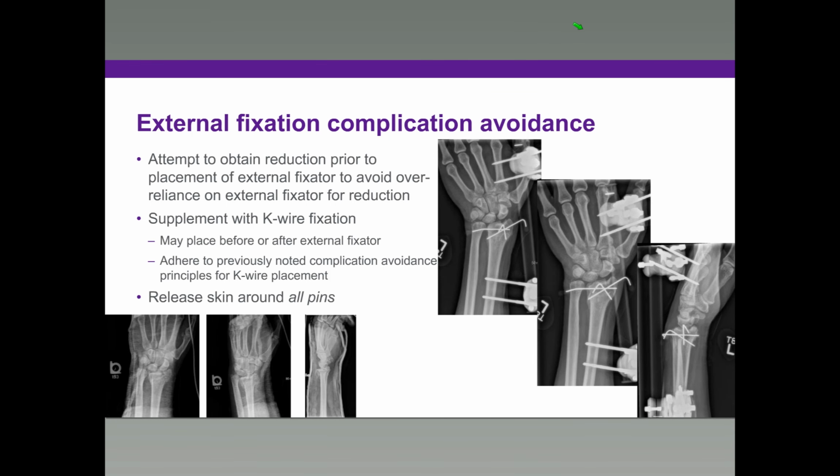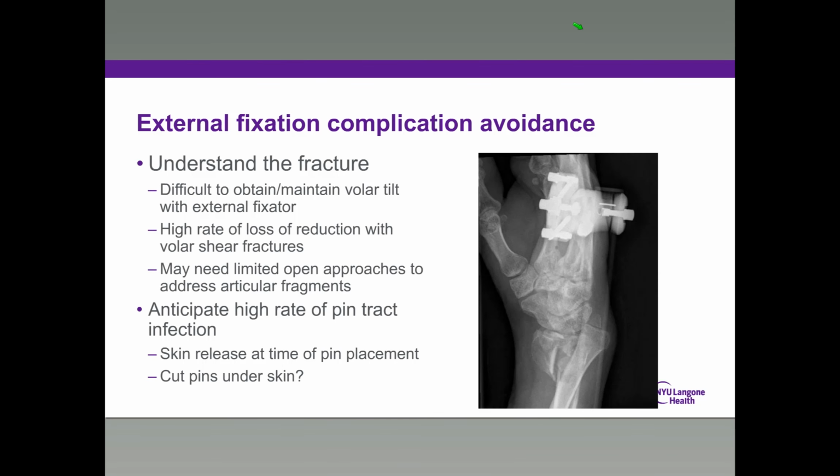You also want to try to get your reduction before you put the X-fix on. You don't want to really rely too much on the fixator for your length. There used to be this thing called the wrist jack, and people would just put their wrist in all kinds of crazy positions to get their reduction. Ideally, you hold it with K-wires before you even put the X-fix on. That's great. If not, you still want to make sure that you can pull on it manually to get the reduction without really cranking on the X-fix. And again, as with the K-wires, you want to make sure that you really release the skin around all of the pins.